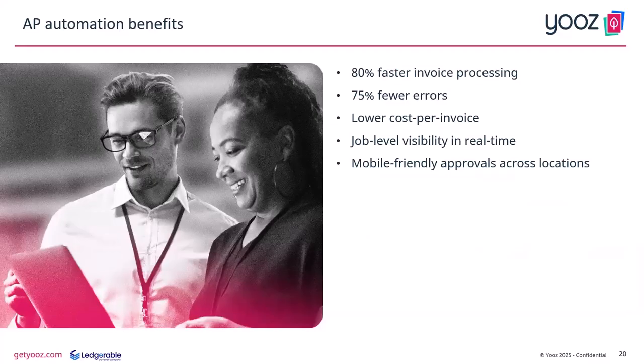But now on the flip side, here's how. Don't just take my word for it. Here are some of the benefits when you jump to an AP automation solution like Use. Firms that automate AP see 80% faster processing of invoices, 75% fewer errors, lower cost per invoice processing, greater real-time visibility, better reporting, and they can get mobile-friendly approvals even across remote job sites.